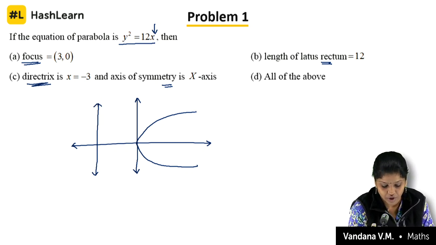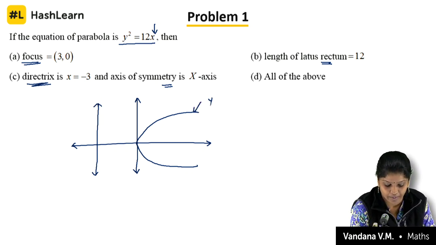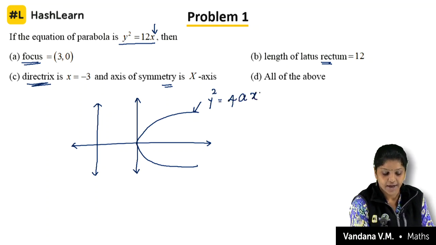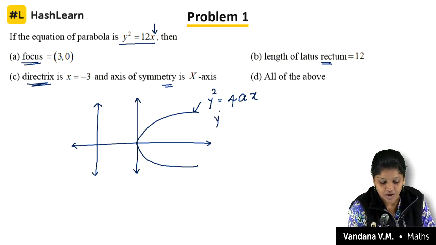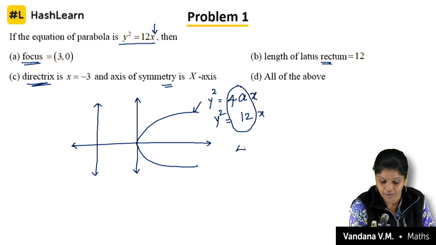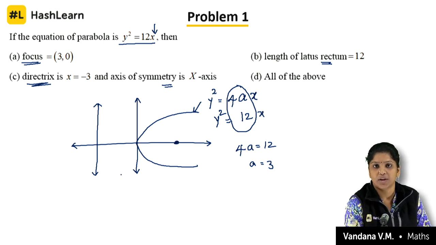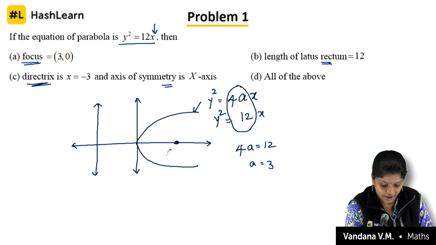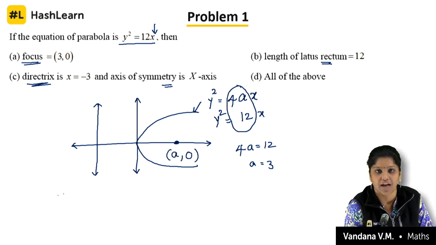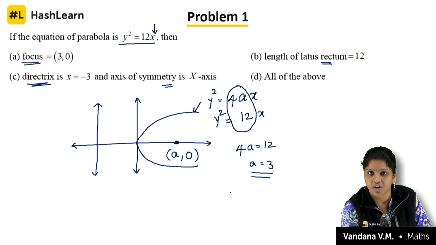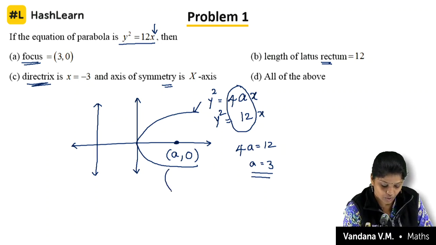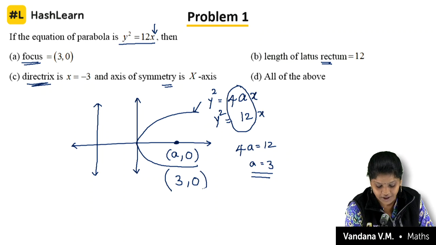Compare this with the standard form of the parabola, y square is equal to 4ax. Compare this with the given equation, y square is equal to 12x. So, 4a is equal to 12. The a value is 3. Now, I can easily write the focus. What is the focus? It is on the x-axis, a comma 0. I told you, right, a comma 0. But what a value did I get? I got 3 comma 0. So, the focus is 3 comma 0.